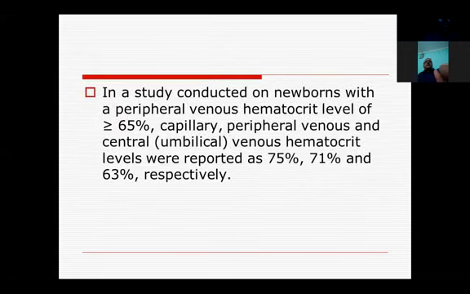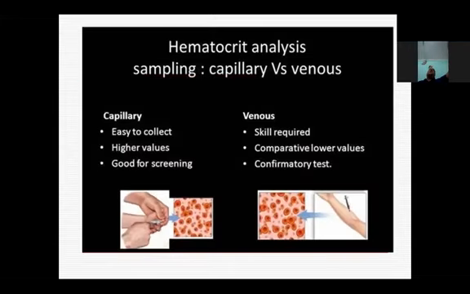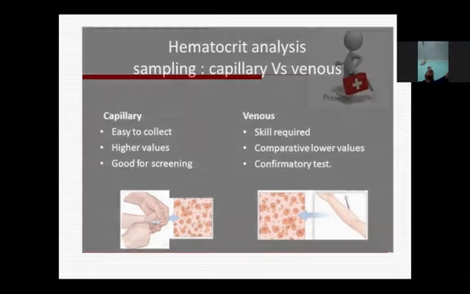In a study conducted on newborns, which involved peripheral venous hematocrit of more than 65%, three things were used: capillary, peripheral venous, or central. Venous hematocrit levels were reported where capillary is 75%, peripheral venous is 71%, and central venous is 63% respectively. So capillary versus venous: capillary is easy to collect, has high values, good for screening. The venous requires skill, has comparatively lower values, and is a confirmatory test.